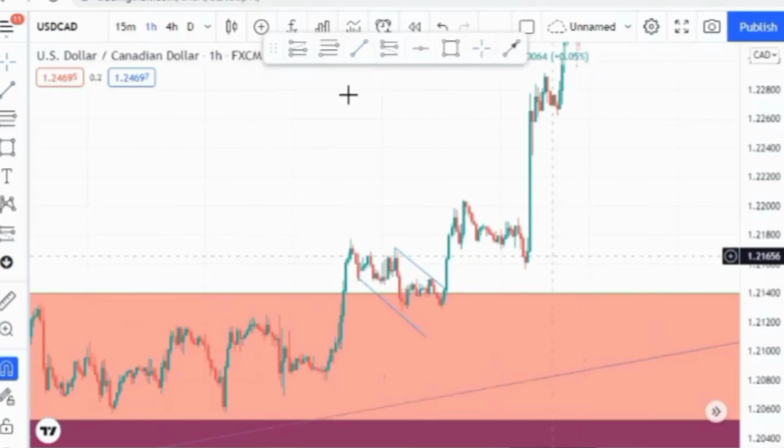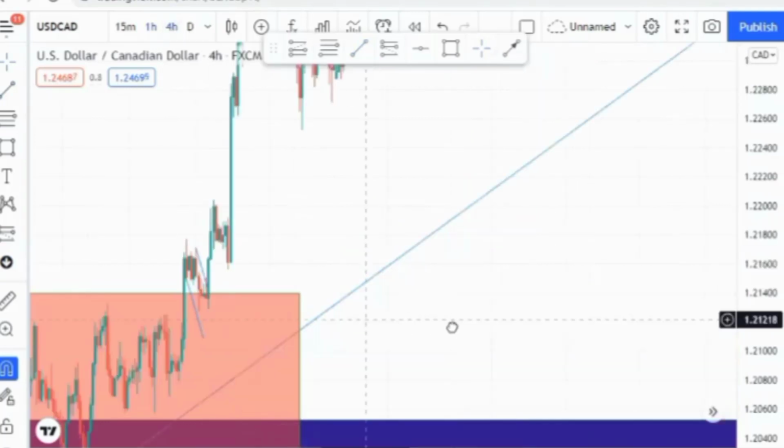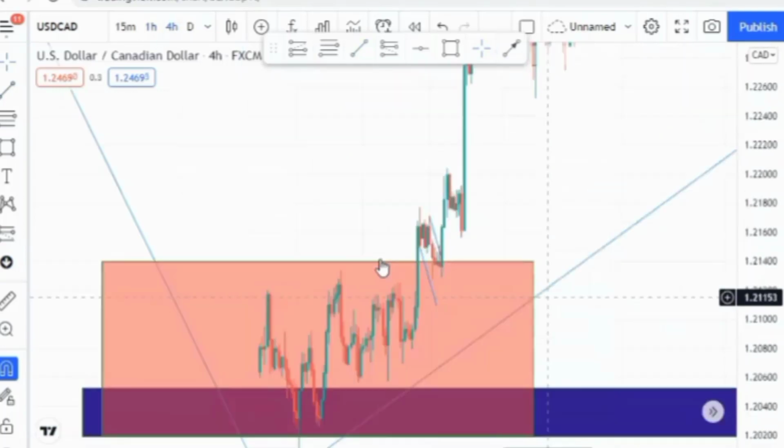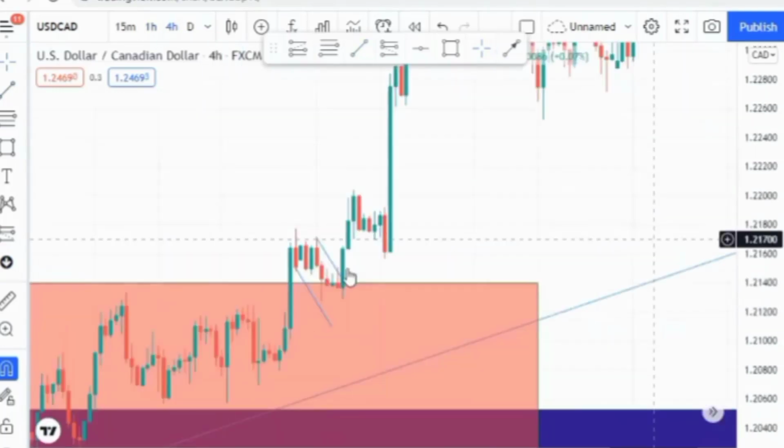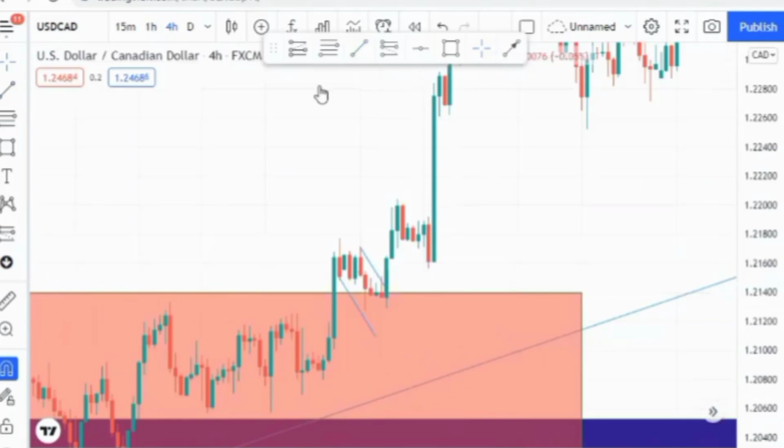So where was my entry? My entry was on the 4 hour. I actually entered somewhere here. Boom, I hopped in here after this bullish 4 hour candle that you can see here. After this bullish 4 hour candle formed, I immediately jumped into this trade.